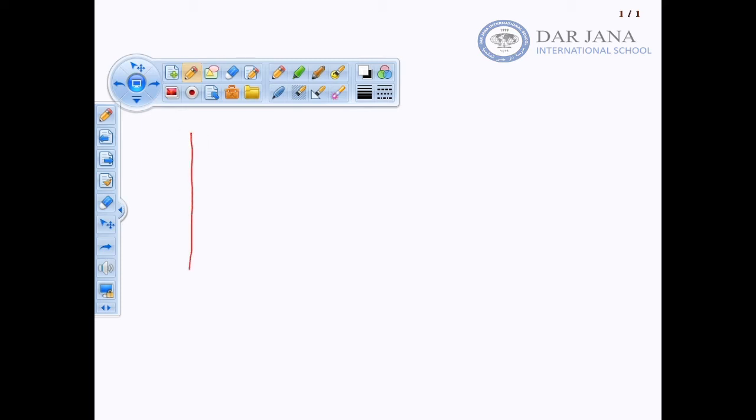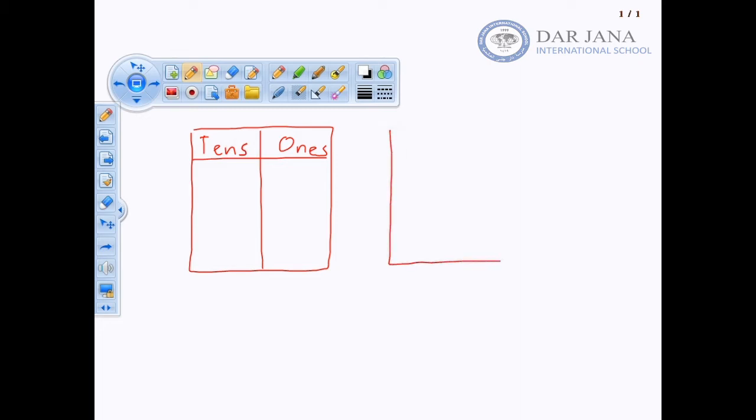So, I will draw for you a place value chart. Okay, as we all know, what do we have on the right? We have here the ones. And on our left, we have the tens. Okay, so now, I'll draw for you two. So again, we have here the tens. And here we have the ones.